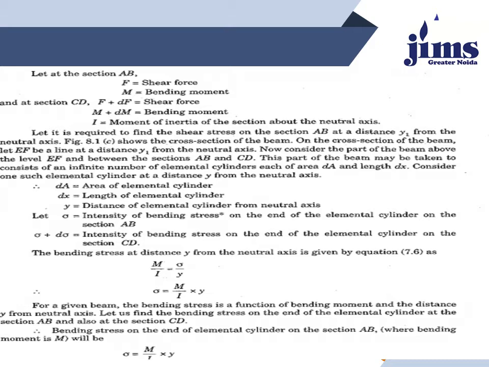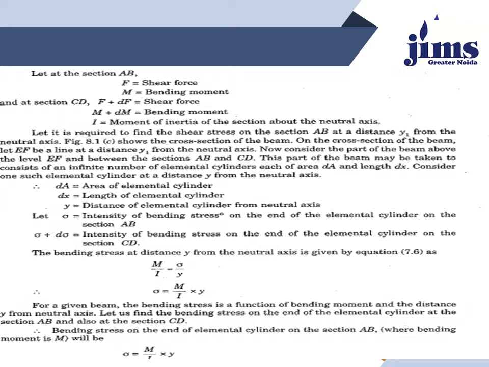from the neutral axis. Show the cross section of the beam. On the cross section of the beam, EF is the line at a distance y1 from the neutral axis. Now consider the part of the beam above the level EF and between the sections AB and CD. This part of the beam may be taken to consist of an infinite number of elementary cylinders of area dA and length dx. Consider one such elementary cylinder at a distance y from the neutral axis.